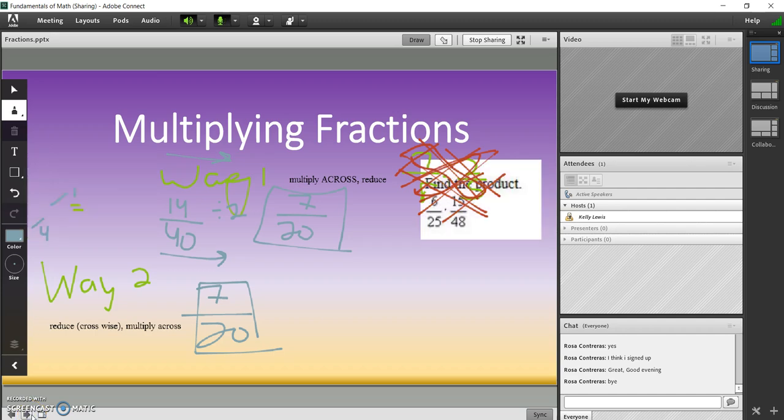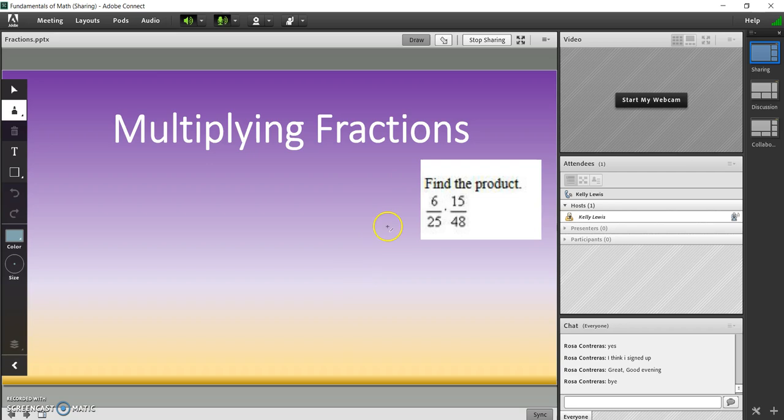Next, multiplying fractions. Same thing, we can do 6 times 15, 90, and then 25 times 48. I know y'all hear me using my calculator. I just don't want to spend 20 minutes multiplying a number. I want these videos to be short. And then we can reduce those. If we divide everything by 10, we get 9 over 120. Divide everything by 3, get 3 over 40. That's if you multiply across and then reduce.